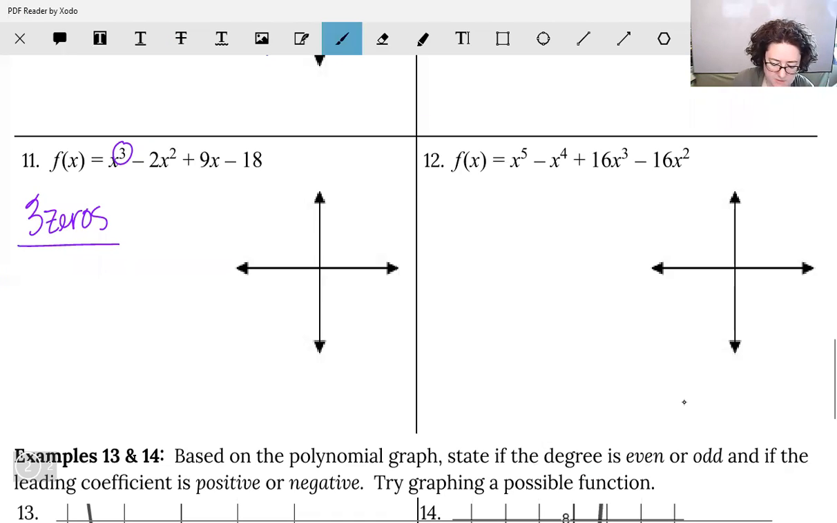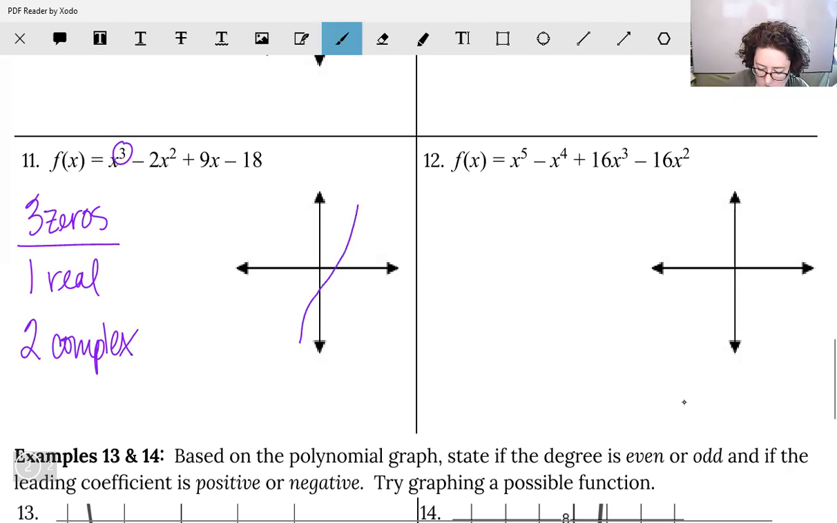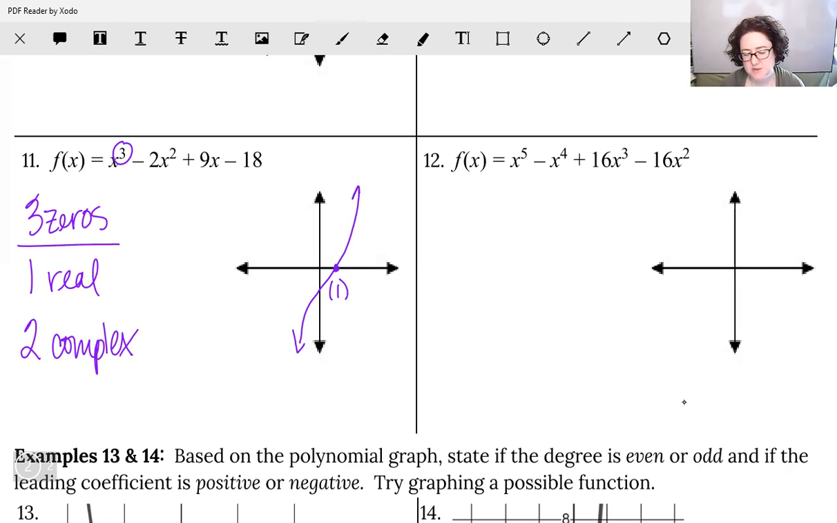So we have one real and two complex. And so again, it just went through one spot on our graph, single root. And let's go back to those examples from the first page.